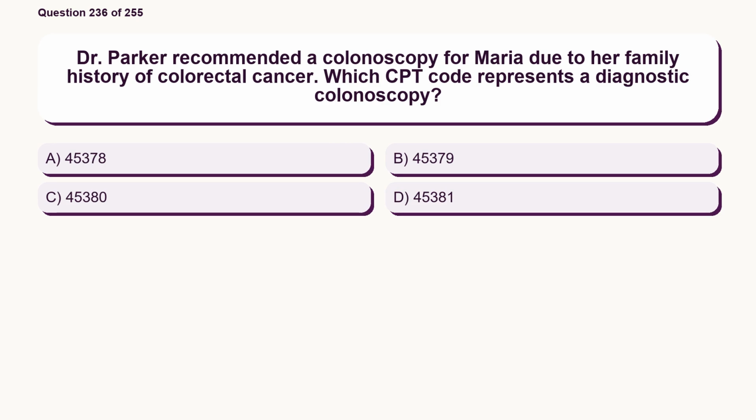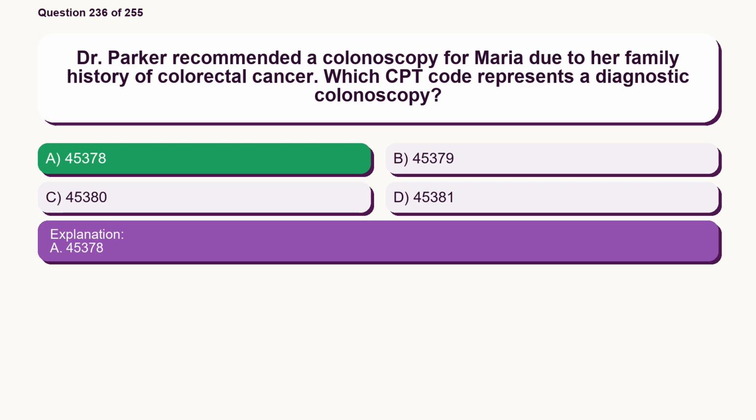Parker recommended a colonoscopy for Maria due to her family history of colorectal cancer. Which CPT code represents a diagnostic colonoscopy? Option A, 45,378. Option B, 45,379. Option C, 45,380. Option D, 45,381. The correct answer is option A, 45,378.